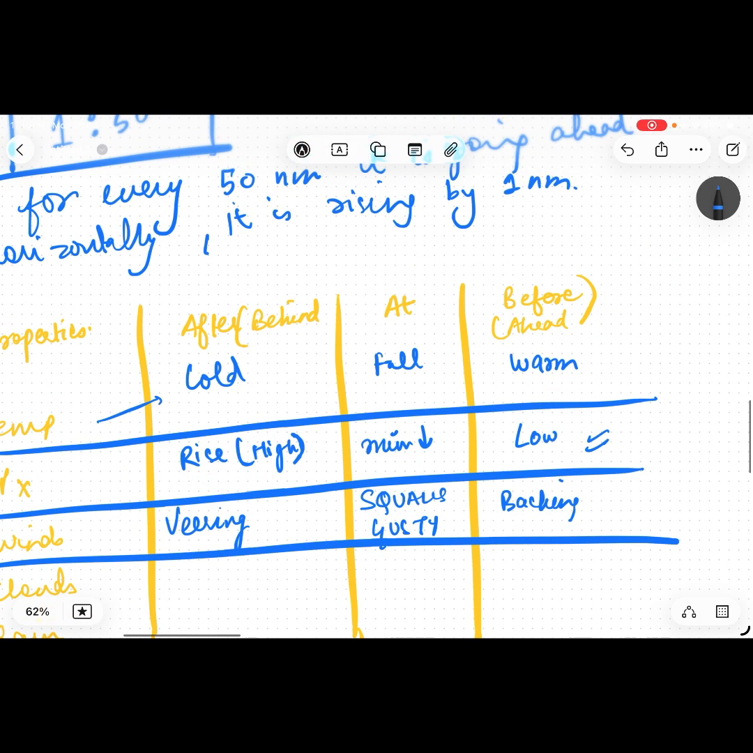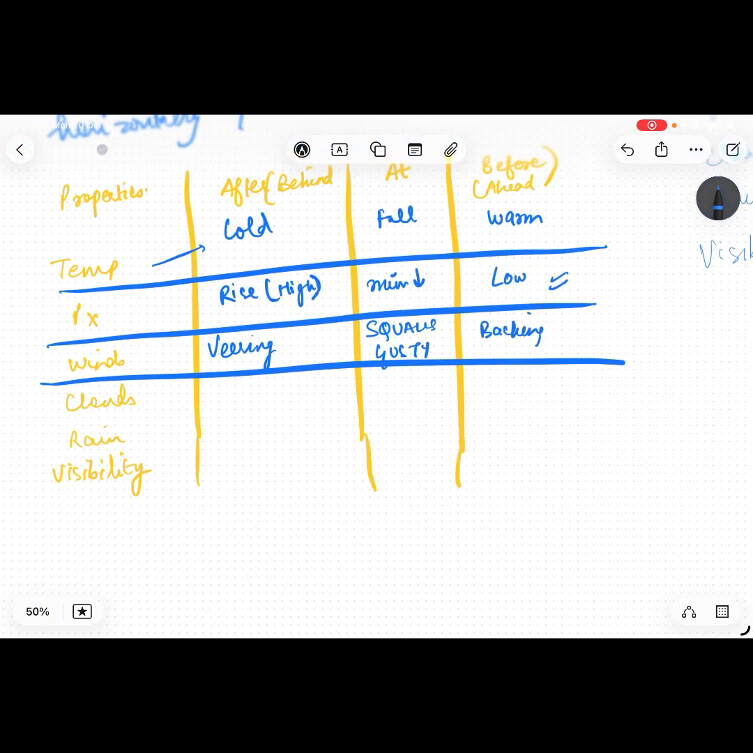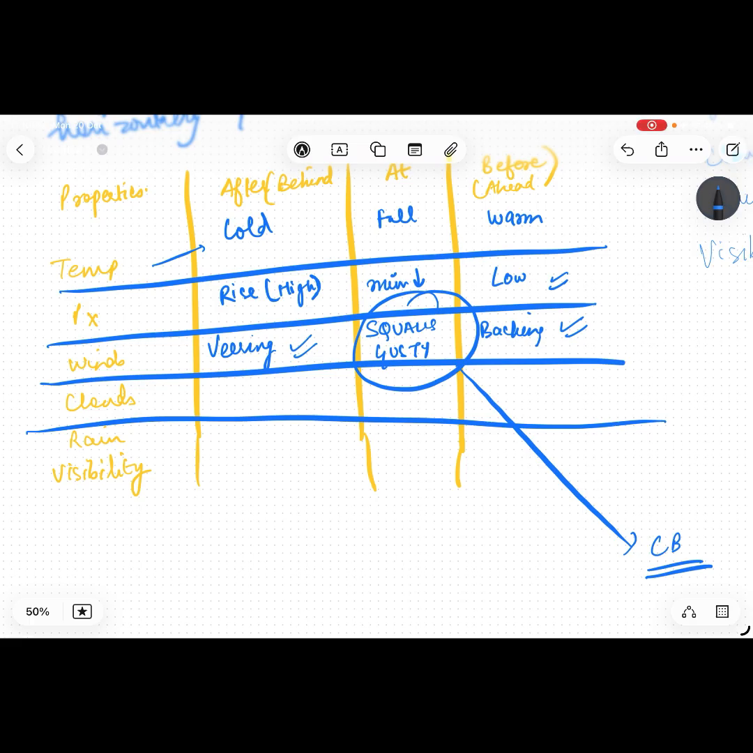Why? Because we have what kind of clouds being formed? Cumulonimbus clouds. So at the front the winds are bad because of the CB clouds, the vertically developed clouds. That is one of the reasons. So here it is veering, here it is backing, but at the particular front it is gusty.